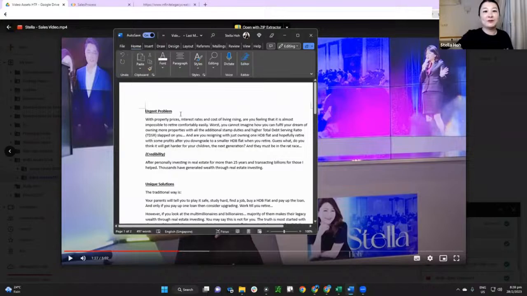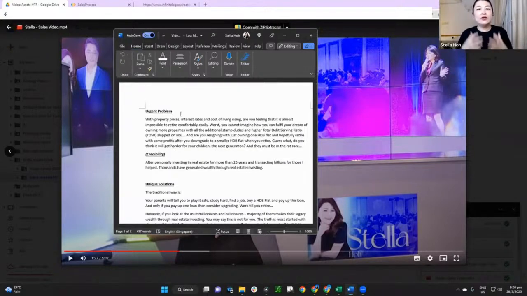Let me just bring my camera down. Okay. With property prices, interest rate, and cost of living rising, are you feeling that it's almost impossible to retire comfortably easily? Worse, you cannot imagine how you can fulfill your dreams of owning more properties with the additional stamp duties. Am I quite high already? Actually, I'm already higher than my normal speech because I'm standing.